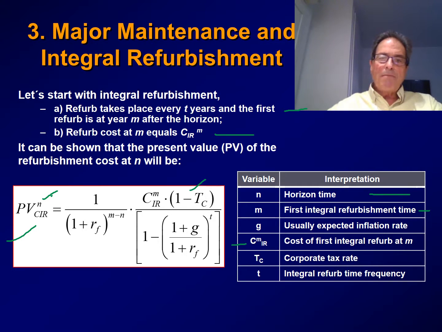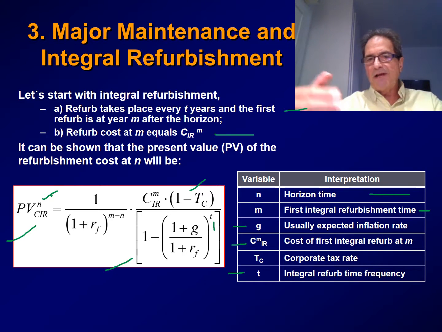This is multiplied by 1 minus the corporate tax rate, and we divide by 1 minus (1 plus the growth rate, which usually is equal to inflation, divided by 1 plus the risk-free rate), and all this to the T power. And T, remember, is the frequency of the integral refurbishment, for instance, every 30 years or so.